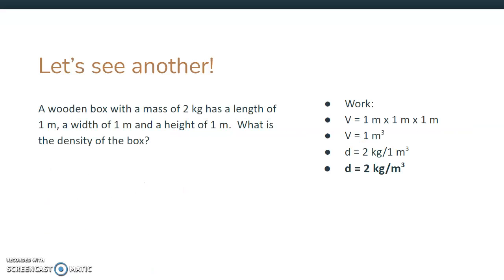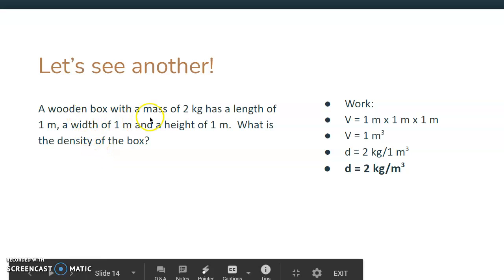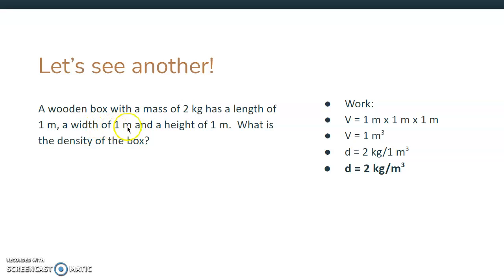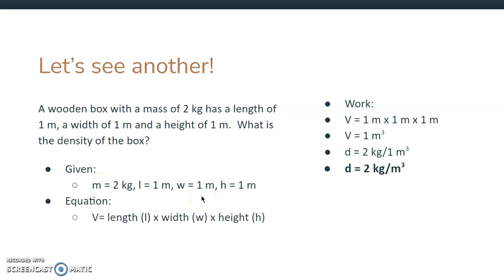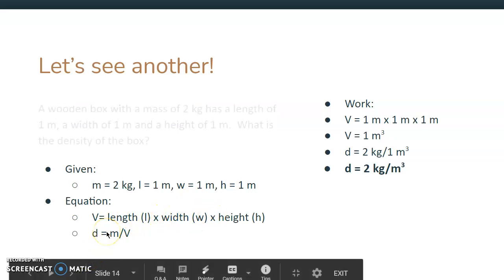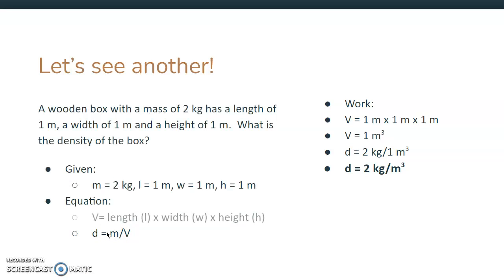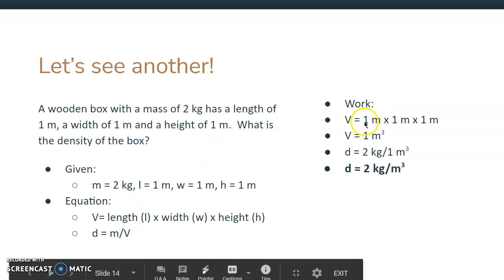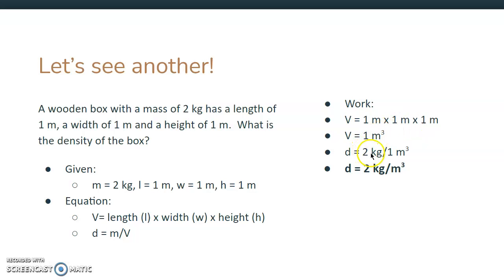Sorry, that work should have shown up last, but a wooden box has a mass of 2 kilograms with a length of 1 meter, a width of 1 meter, and a height of 1 meter. What is the density? So we're given the mass and then a bunch of measurements. So the equations we're going to use is our volume equation, length times width times height, and our density equation. So now that we have our work, we can say, look over here, our volume is 1 times 1 times 1, so 1 meter cubed, and our density then is going to be 2 kilograms over 1 meter cubed.